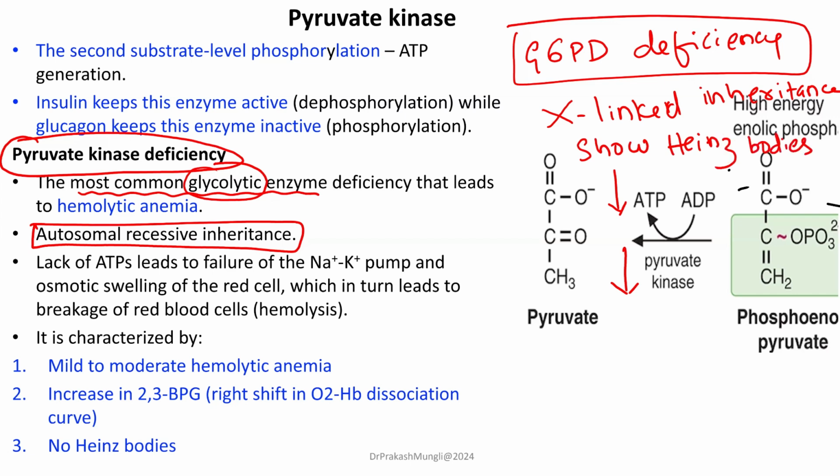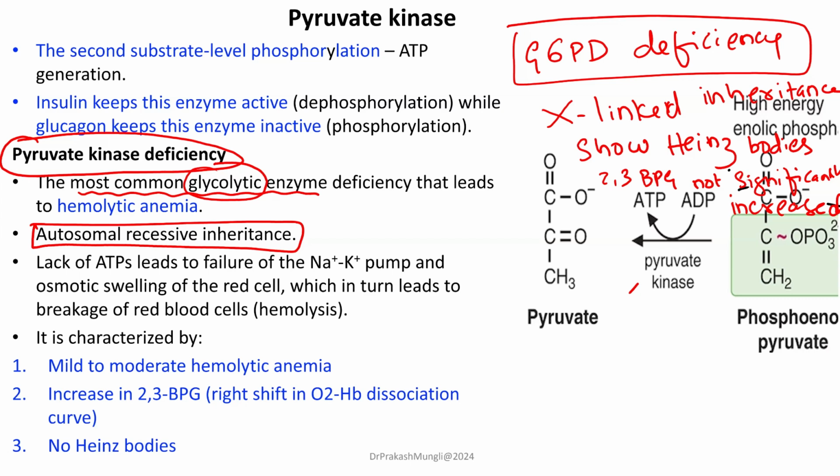And in G6PD deficiency patients, 2,3-BPG is not significantly increased. That is why these points will help you in differentiating between pyruvate kinase and G6PD deficiency. That is where you will be in the exam, between two choices. Let me be honest with you.